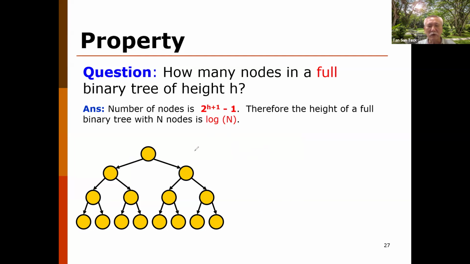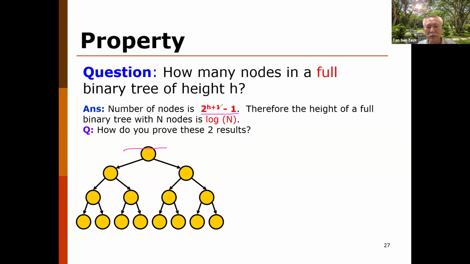And so therefore, if you think about it, the height of a full tree will be log n. Now the question is, how do you prove these two results? For the first one, if you really want to prove it, you need to use induction. For example, if h is equal to 0, then it is talking about one node, right?